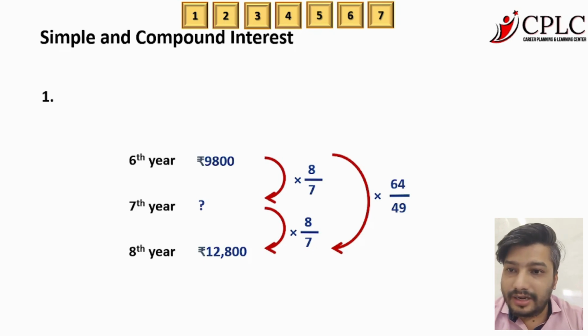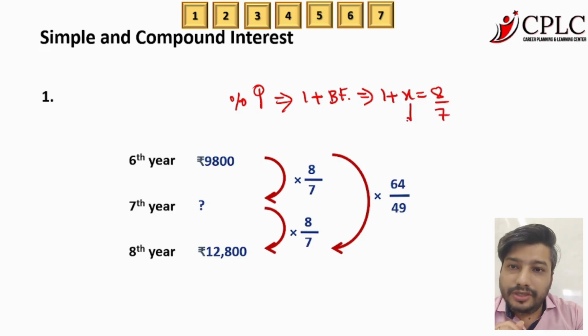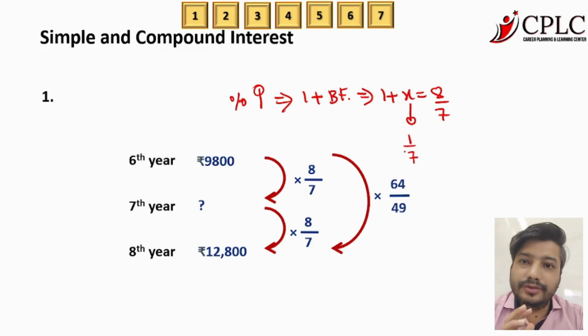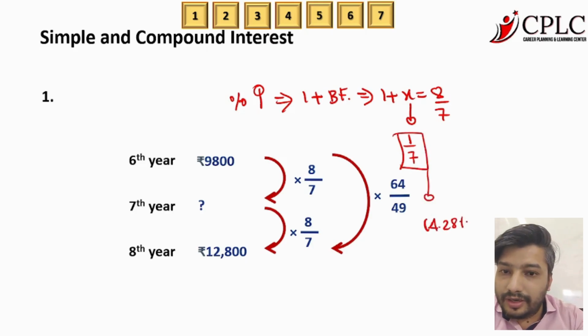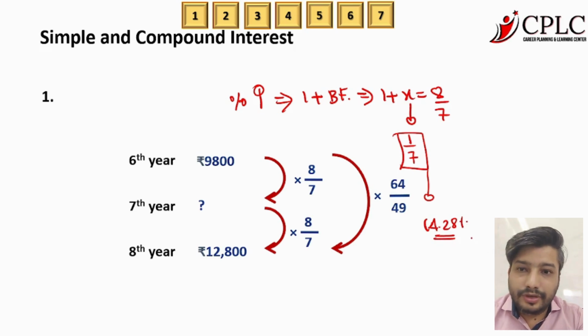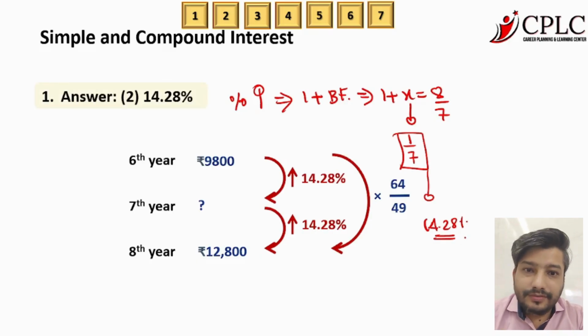I feel that everyone has probably understood the 8 by 7. One more time, for percentage increase the formula is 1 plus a base fraction, and that is 8 by 7. So x is 1 by 7, because 1 plus 1 by 7 is 8 by 7, and 1 by 7 in percentages turns out to be 14.28 percent, which is your answer. So the answer is option 2 for the first one.